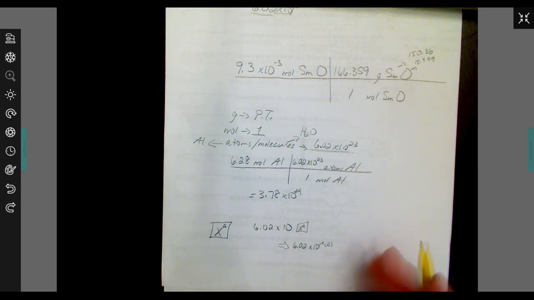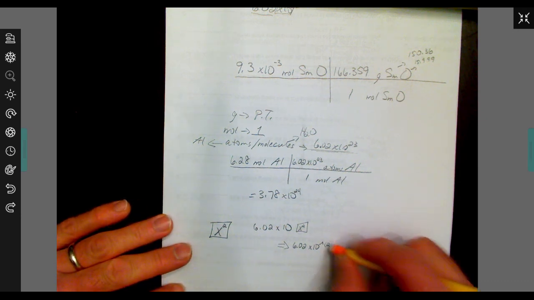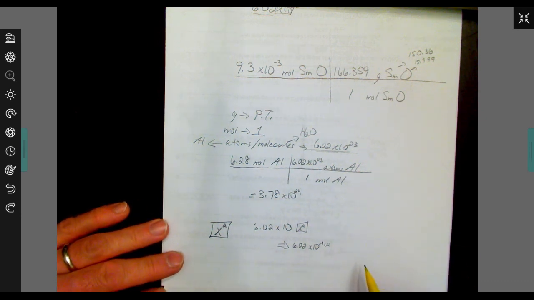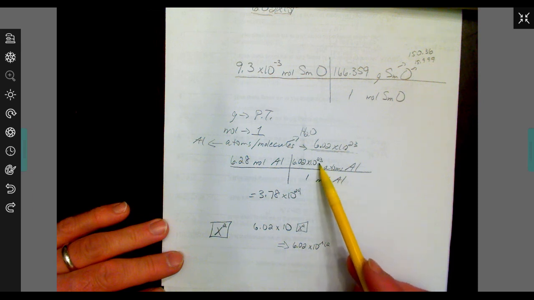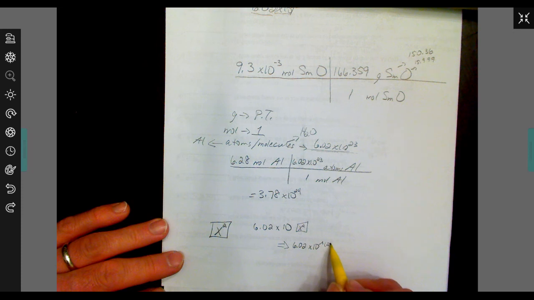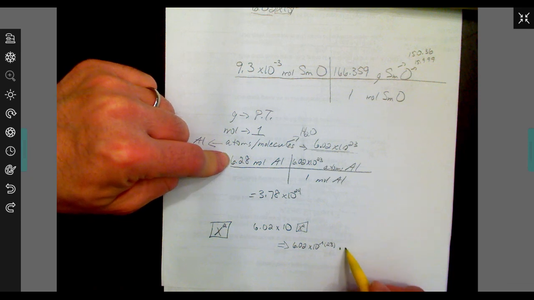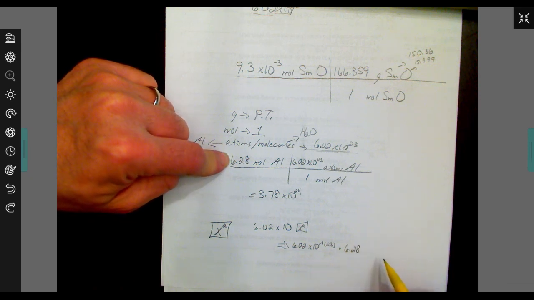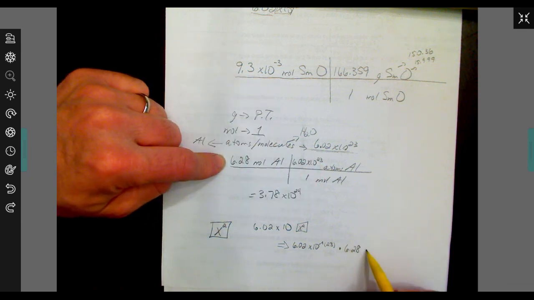Well, all you have to do is erase the first parenthesis in this case, because we want Avogadro's number, which is times 10 to the 23rd. So you erase the first parenthesis and you just type in a 3. Now you have 6.02 times 10 raised to the 23rd. And then you just multiply that by 6.28, in this problem anyways, and you'll get your answer.